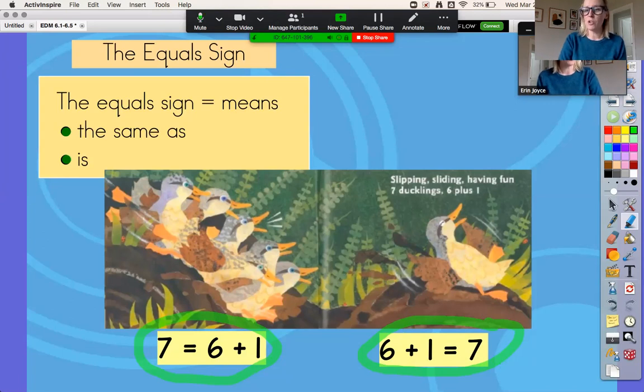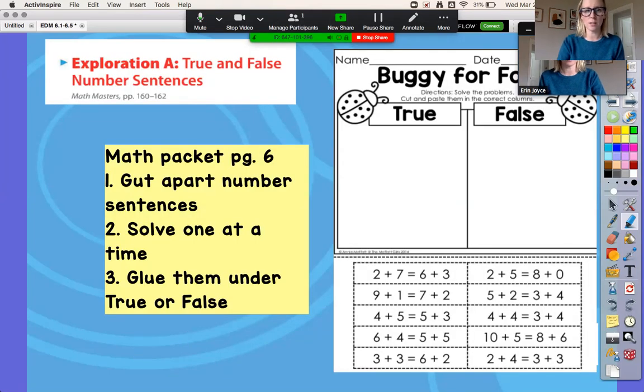Okay, let me show you the work I want you to do today. It's going to be in your math packet that I sent home with you, and it's page 6, I think. Yeah, page 6. So today I want you to play around like we did with our morning warm-up about true and false. So on page 6, you're going to see it's called Buggy for Facts, and there's a true column and there's a false column.